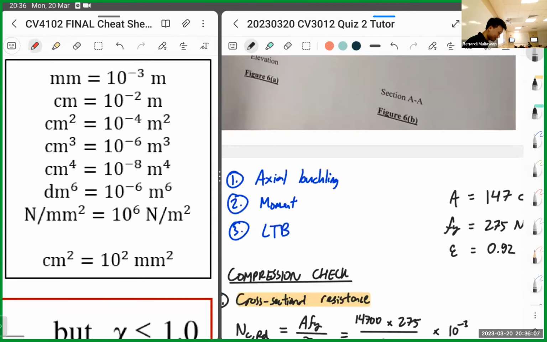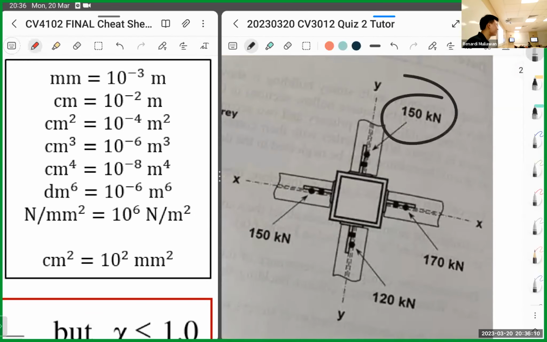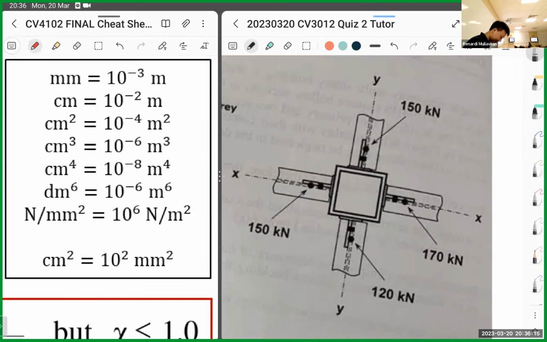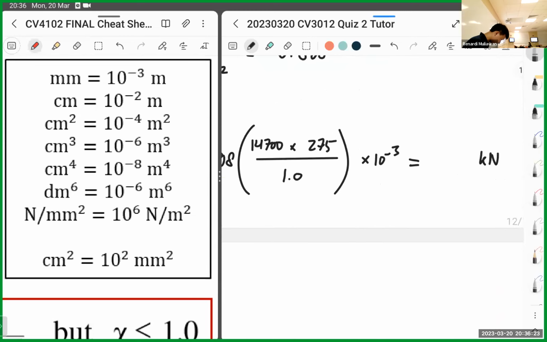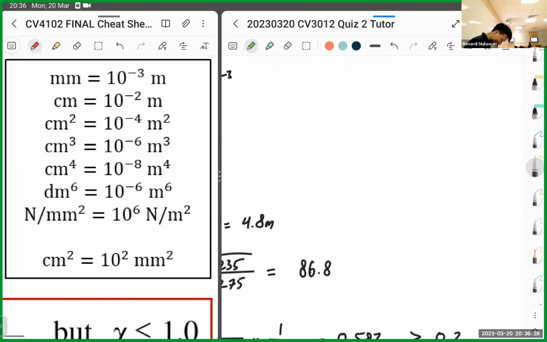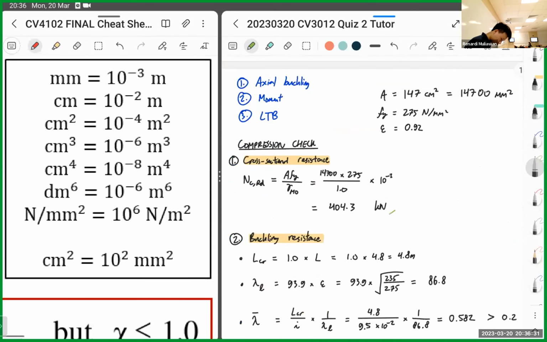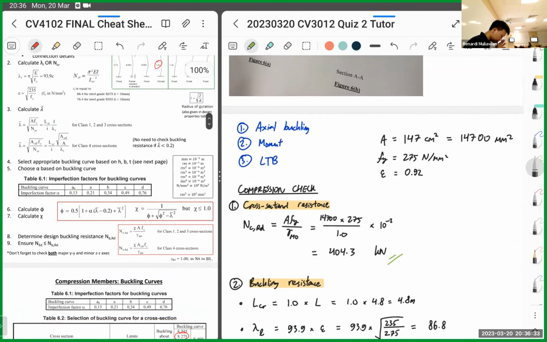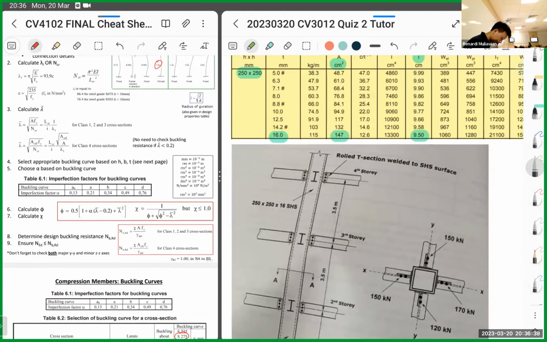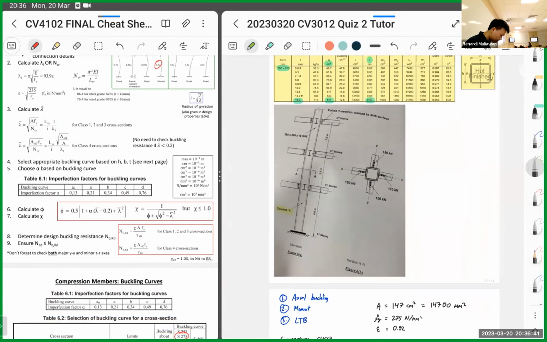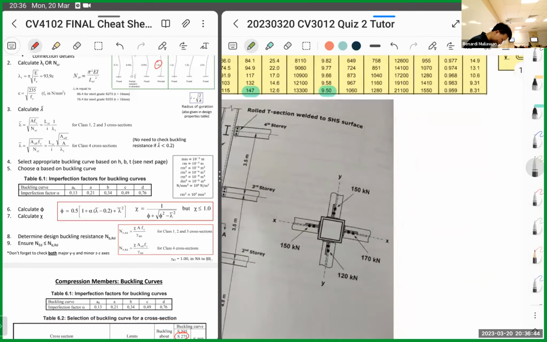Because logically, if you see, this one is 150 already. If it's only one story, then we cannot do it. Okay, let's calculate this one. So it's 0.89 times 404, which is 363. So we have the buckling resistance, which is 363. So the first part of the question is done. Why is 360 so low though? I'm also suspicious.